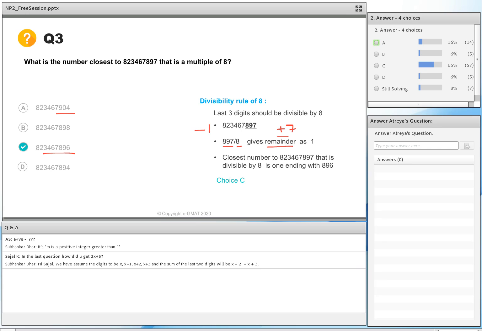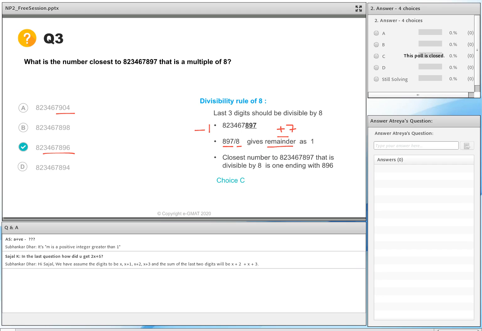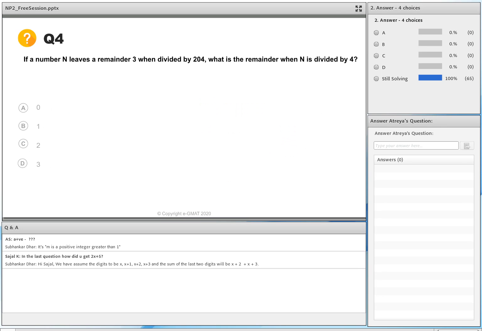So we would move to the next question. Let me clear all the answers and reopen the poll for you to tell me if you are still solving. And then let's go to the next question. The next two questions are really nice questions. I have 30 people who have marked still solving. Let's get another 20 more. Let's get to 60. We have 55. Okay, all right, thank you. Let's move on to the next question.